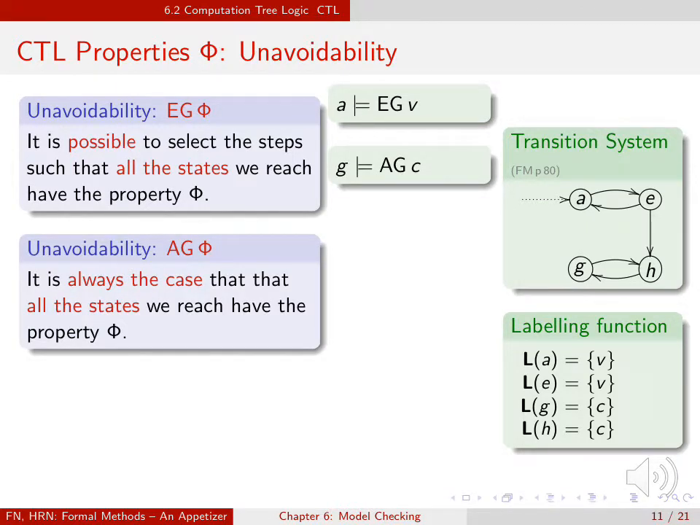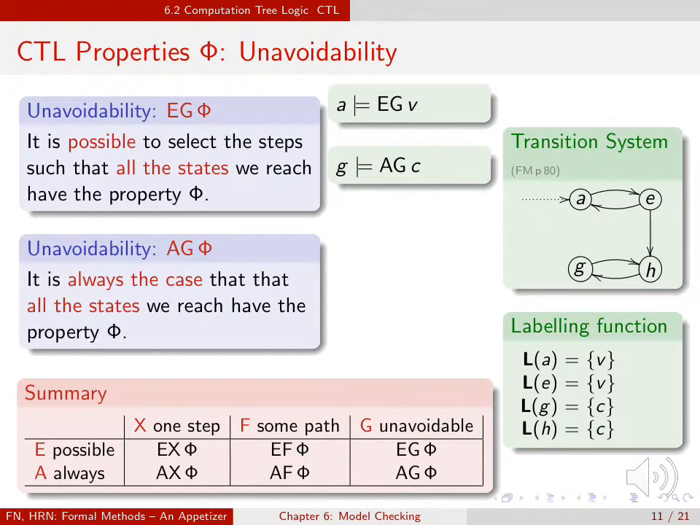Another formula is AG of phi, talking about all the paths that leave the current state. Will it be the case that all the states on such a path satisfy the property phi? In the example on the right, looking at the state G, the property AG of C does hold because the only path we can actually choose leaving G is the one GH, and every state on that path satisfies the property C of being a consonant.